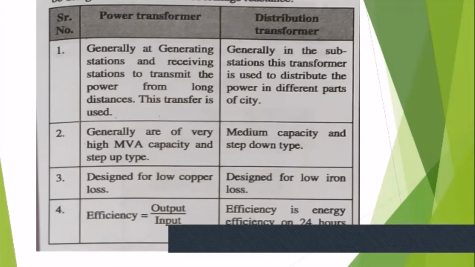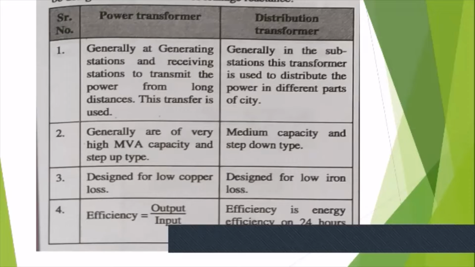Generally, power transformers are of very high MVA capacity and step-up type, and distribution transformers are medium capacity and step-down type. Power transformers are designed for low copper losses, and distribution transformers are designed for low iron losses.